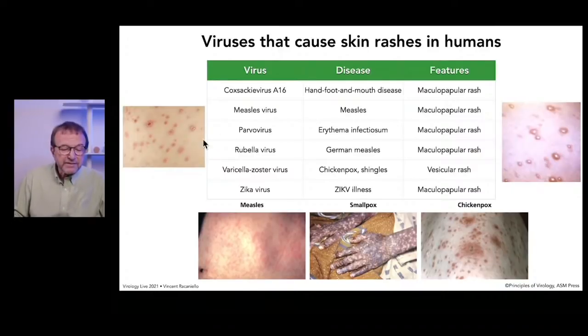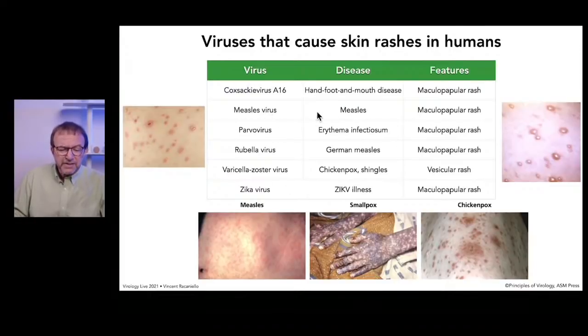maculopapular. This is a maculopapular rash right here, where it's a flat rash with a raised center. Or there are vesicular rashes, where there's clearly a higher raising of the area full of fluid and cells. And so these are characteristic for different viruses. So these are some viruses of humans that cause rashes.